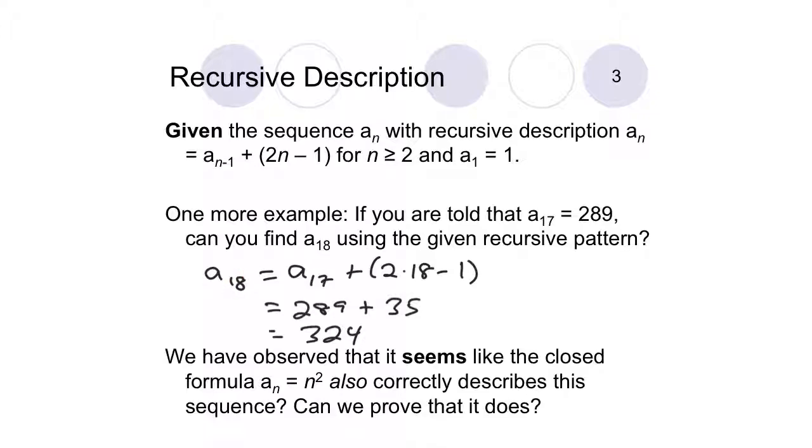So what this is saying is, if you were to drop down in the list and for some reason, whether someone checked it for you or you checked it yourself, knew that a sub 17 was 17 squared, 289, then you could just use the recurrence relation to find the next term, and it turns out that it is 18 squared. So wherever you drop down in this list, if you know you have a perfect square at some point, then just following the recursive pattern will show you that you get the next perfect square.